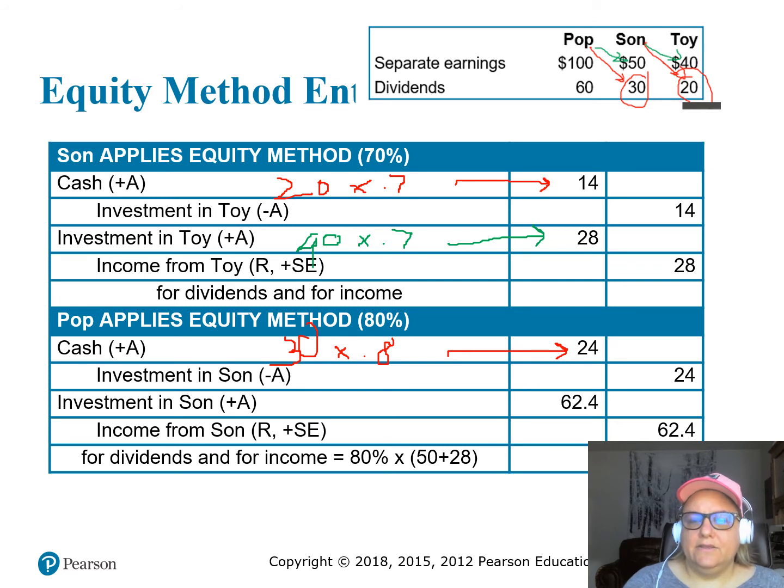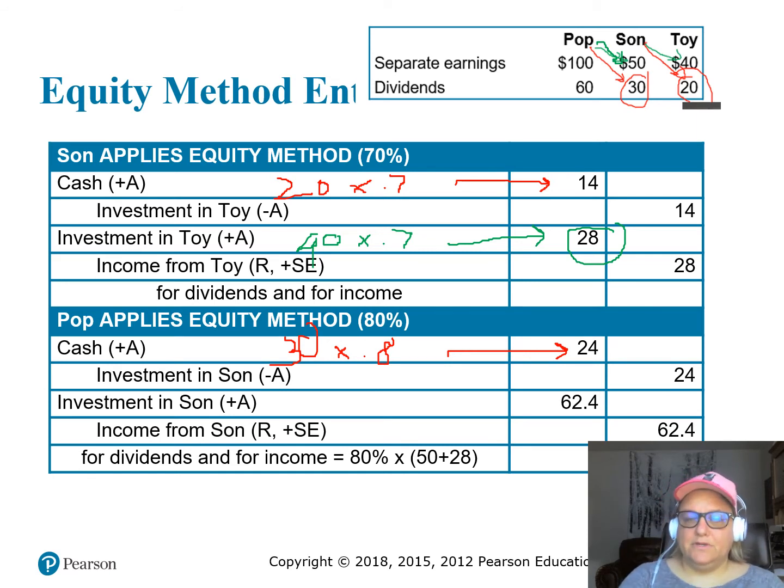They get to take in these earnings right here from Sun. So they get this part right here. But remember, Sun, within those earnings, took in a portion of Toy, or 28 of Toy from up here. Remember this part right here? So Sun actually brought in some stuff.